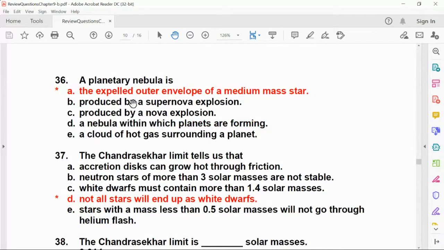Planetary nebula is the expelled outer envelope of a medium star. And I told you, planetary here is a long name for the nebula. When a star becomes big, gravity is pulling inward, the nuclear fusion producing energy is pushing outward, but at some point, the gravity wins, and of course, the star will collapse, and you have an outer shell envelope that goes around. And we call that, for some stars, planetary nebula. It's not because of planets, but we're stuck with this name.